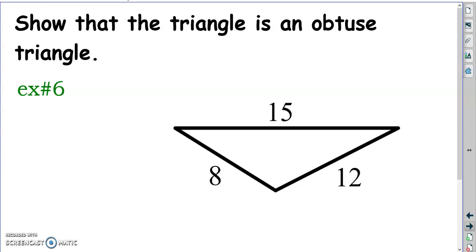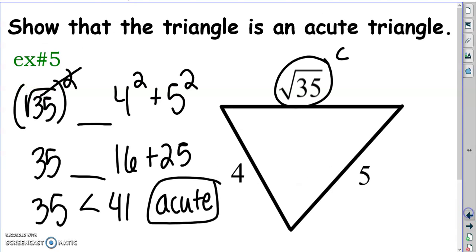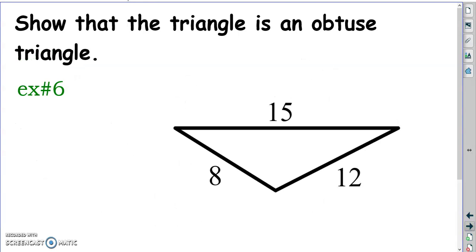So show that the triangle is an obtuse triangle. Oh, did they tell? Yep, they told us in the directions. Show that it's an obtuse triangle. So yep, we confirm that. So here, let's confirm that this is an obtuse triangle, and you can see that by this angle right here.